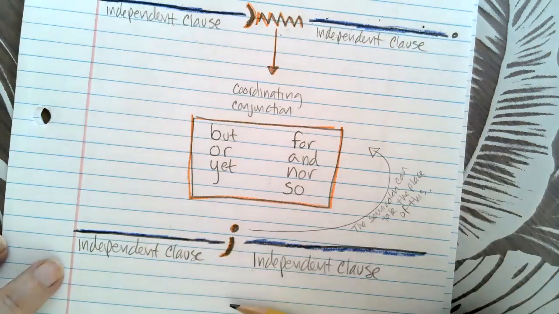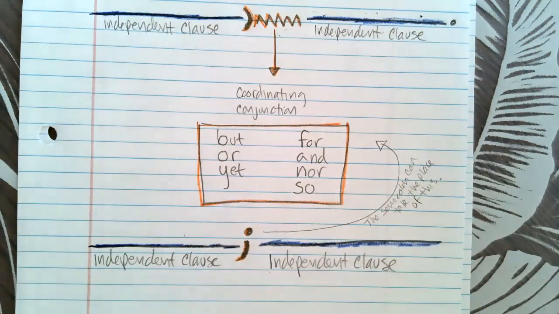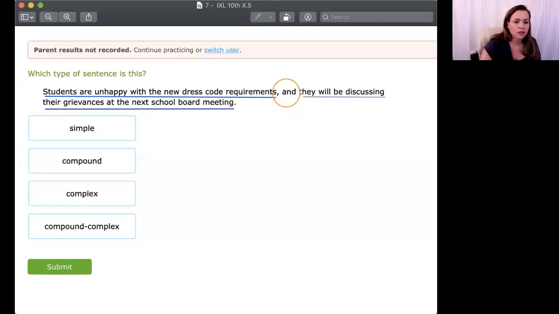We are now going to put this into practice with some IXL. This was one of the easy breezy ones to do. Okay, so this first example that we're going to look at is from IXL 10th grade, X.5. The first thing we want to do when we're trying to determine if something is a compound sentence or not is use our color coding system, which is to pick out the independent clauses, which are the standalone sentences, with blue.